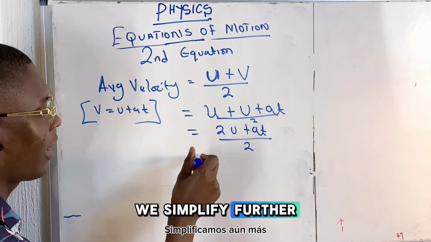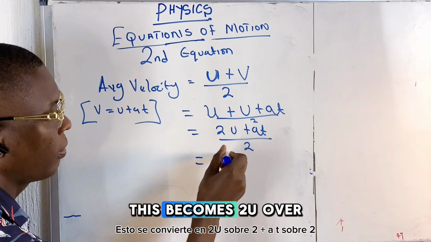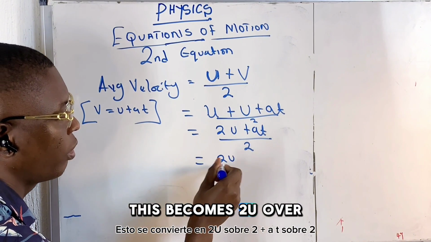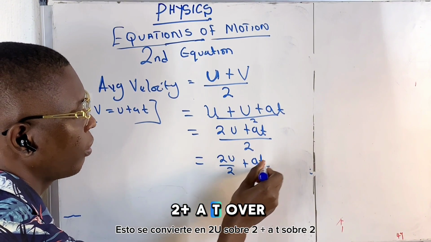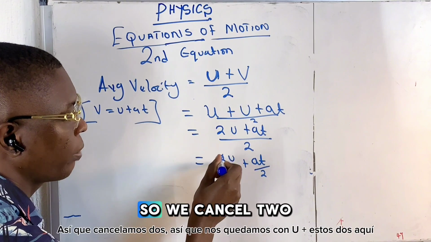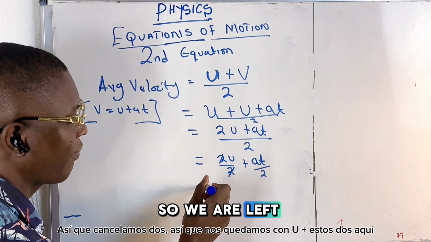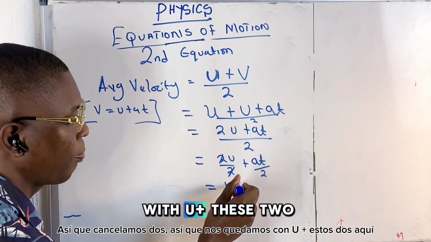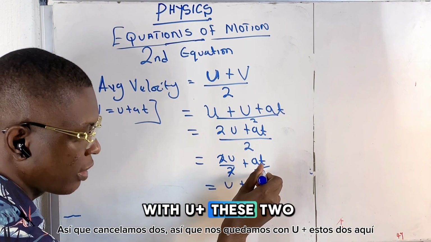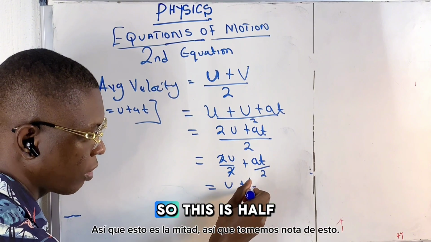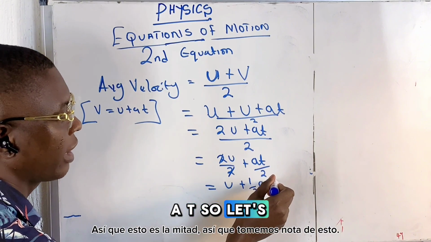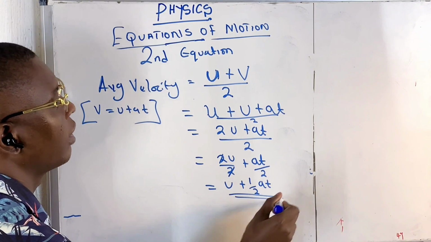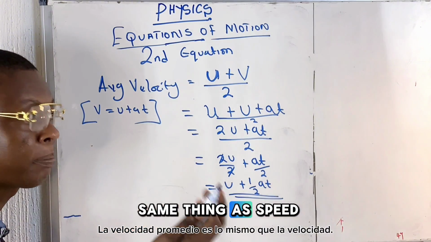We simplify further. This becomes 2u over 2 plus at over 2. 2 will cancel 2, so we are left with u plus, this 2 here we can bring to the front, so this is half at. So let's take note of this. Average velocity is the same thing as speed.